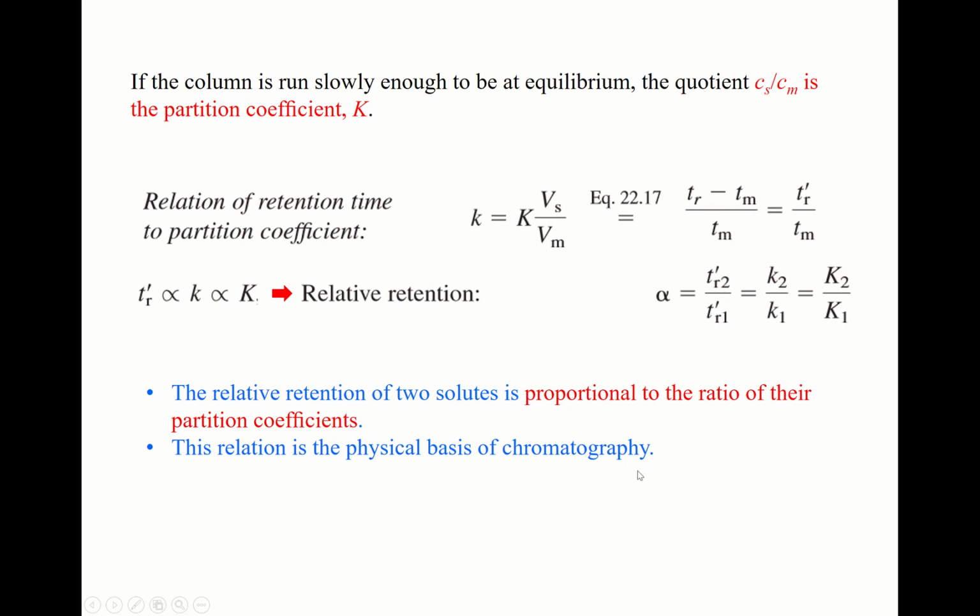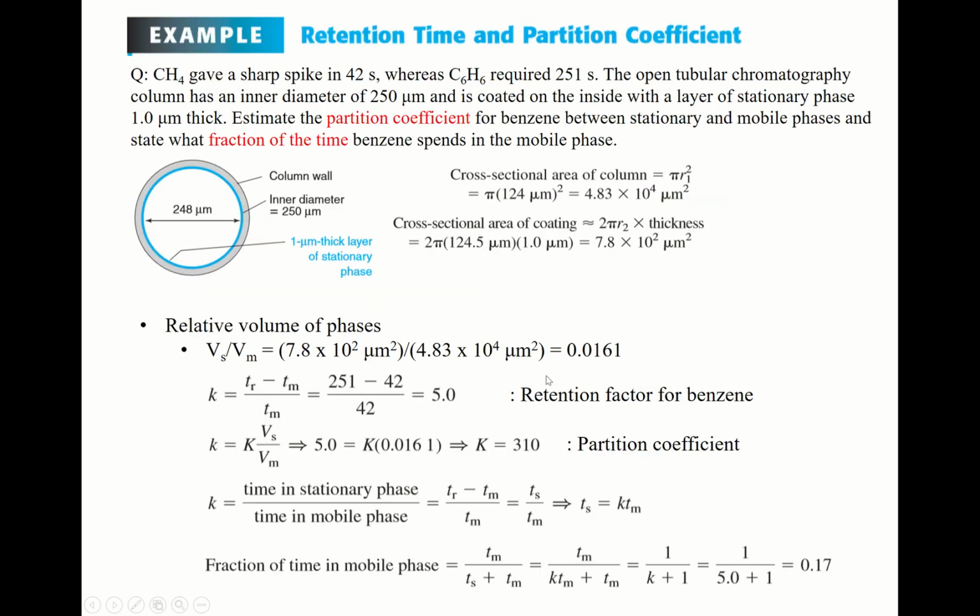So for different solutes, solute A, B, and C, they all have different partition coefficients. That's how we can separate each component as the solutes move along the chromatographic column. Let's stop temporarily here.